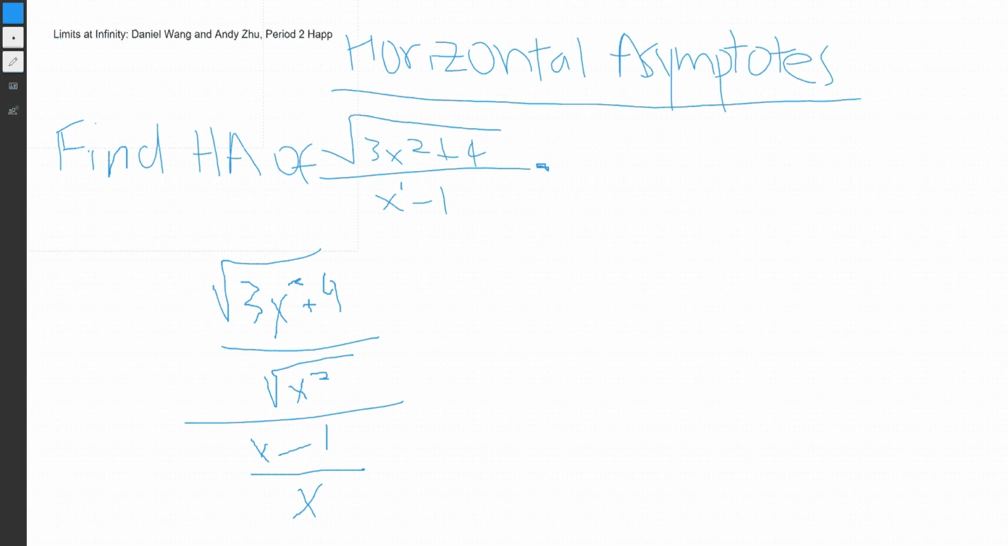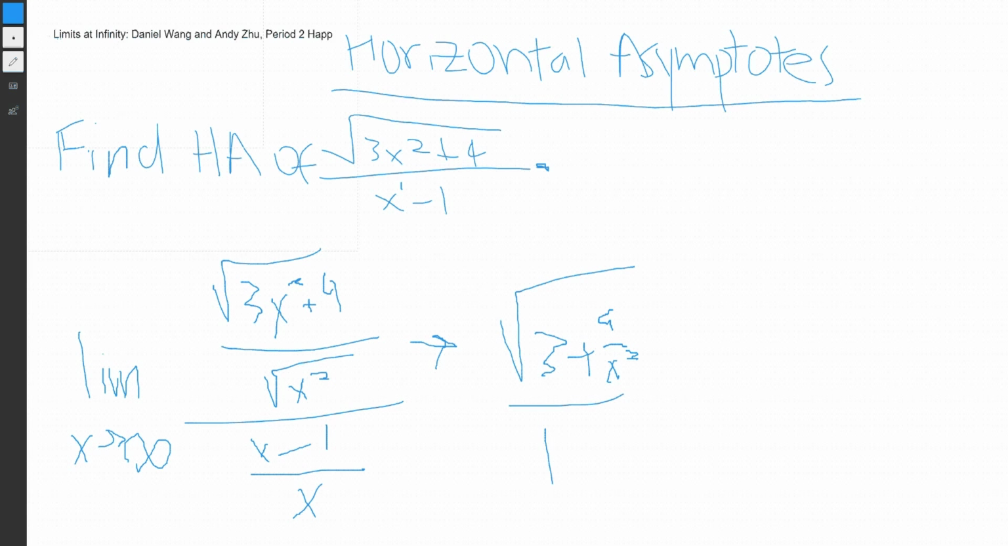And then it's the limit as x approaches infinity. So on the top we should have the square root of 3 plus 9 over x squared, and on the bottom we should get 1 minus 1 over x. Since it's the limit as x approaches infinity, these terms should go away, and we should be left with square root 3. And you have to remember that we've only found the limit as x approaches infinity. We have not found the limit as x approaches negative infinity.